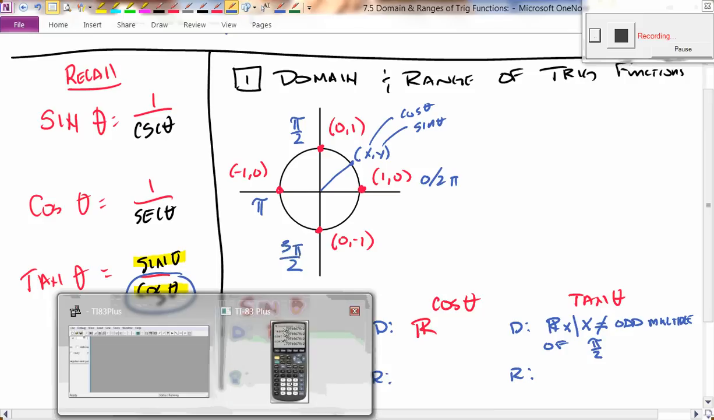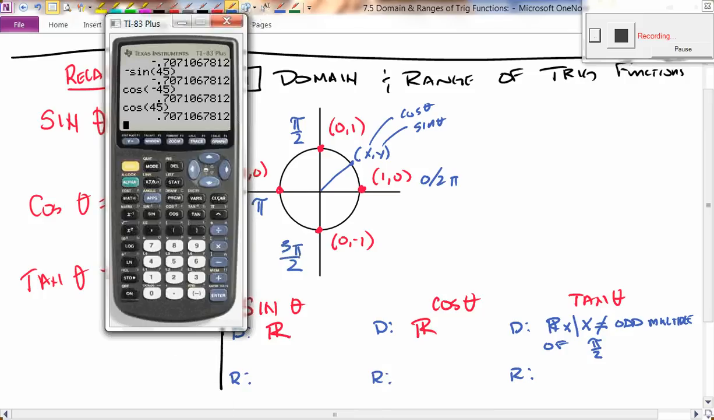So, calculator's out. Let me show you a little demonstration here. Turn it on. Let's clear all this stuff out. If I'm going to ask my calculator for a radian, what mode should I be in? I should be in radian. So go to mode and make sure you are in radian mode, please.